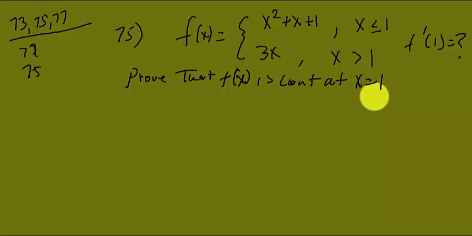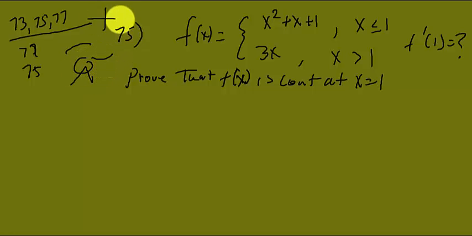That means they have to be connected. If they're not connected there, and if they're not defined there, then you've got a problem. So if you have at 1, if the curve does that, you can't take a derivative. If a curve does this, if you have a corner, you cannot take a derivative of that.